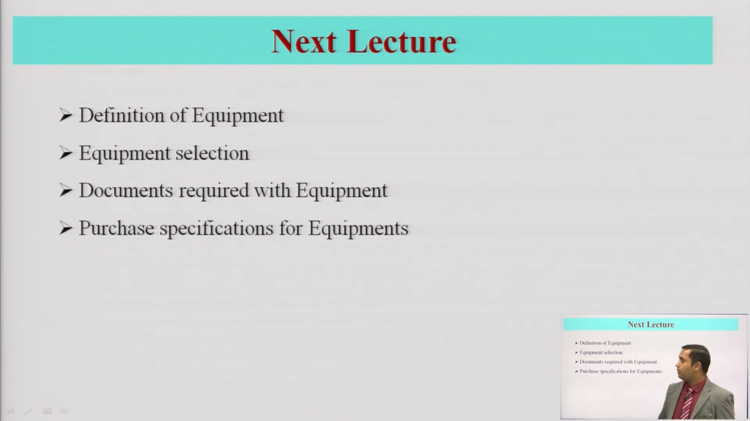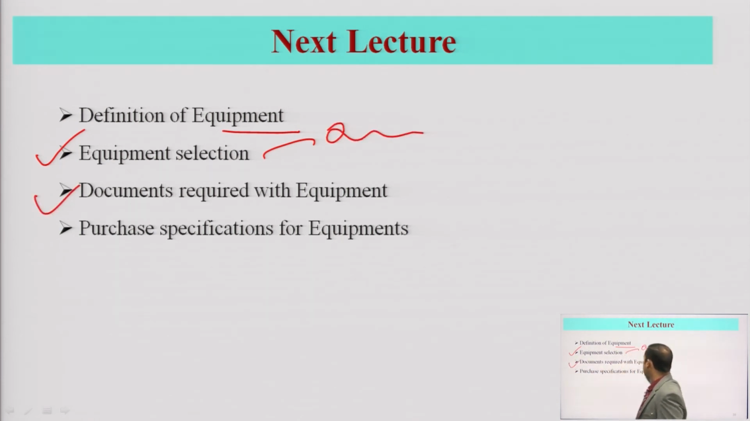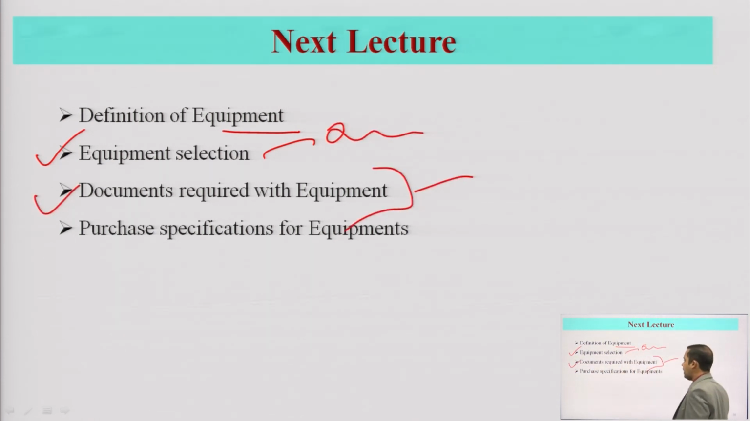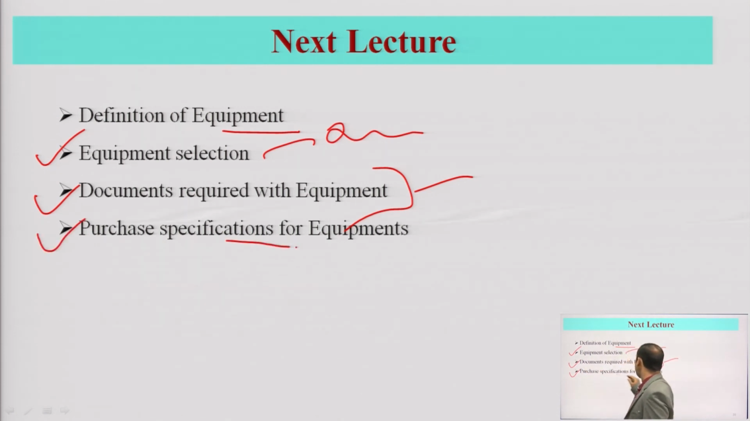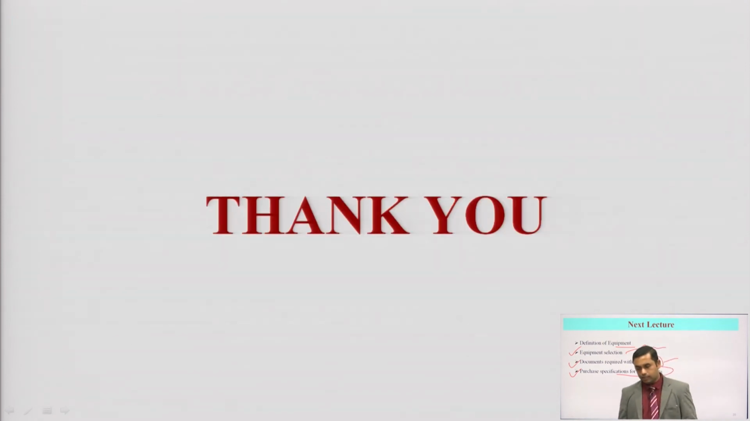Because we have already seen various aspects, now you need to know about equipment: how you can select good equipment, what the questions are, what documents are required for the equipment, and what the purchase specification for the equipment should be. We are going to learn that in our next lecture.